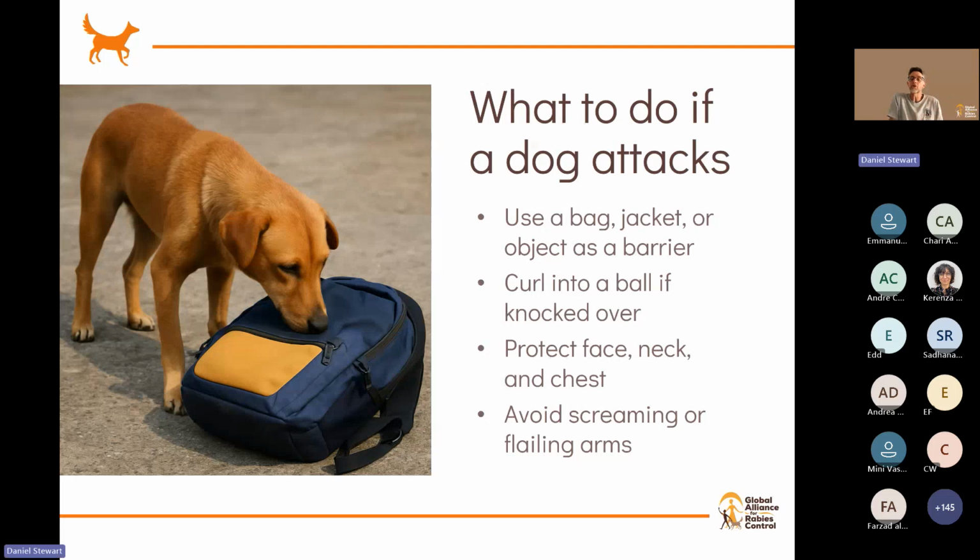What happens if the dog does knock you down or you trip? Pull into a ball if you're knocked over. Keep quiet. Protect your face, neck, and chest, the most important parts of your body. And definitely avoid screaming or throwing your arms around. It's unbelievable how people go into a panic mode. And I know it's easy for me to say this. Just stand still, keep quiet, when a big dog is coming towards you.